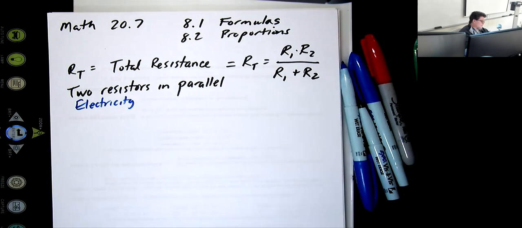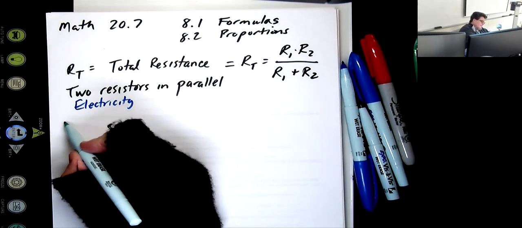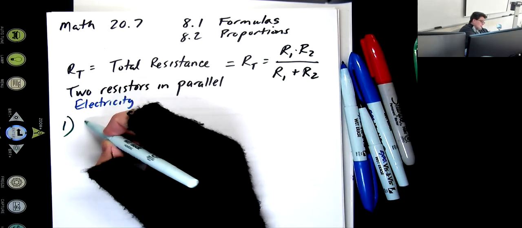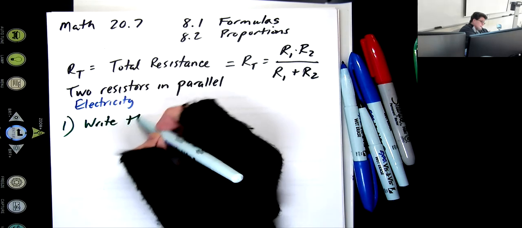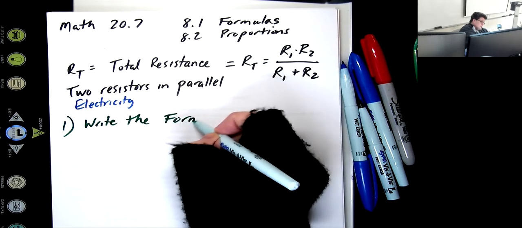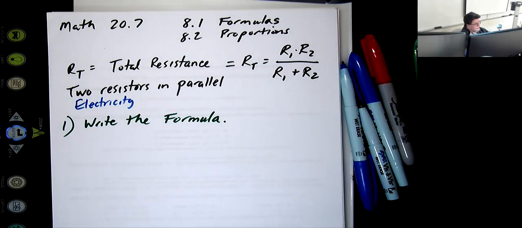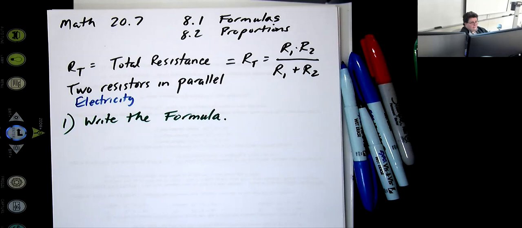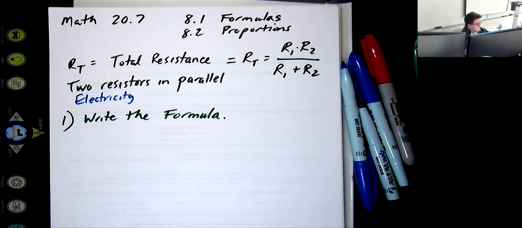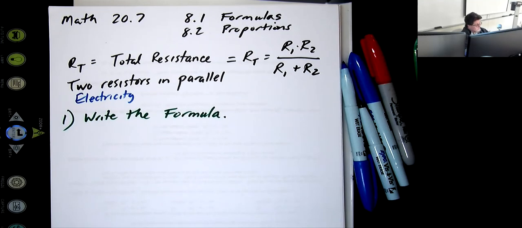What we want to do with formulas is, if it's not listed, write down the formula. Make sure you have it written down so you know what you're working with. A lot of even top students skip this step and try to do the next step and sometimes mess it up.